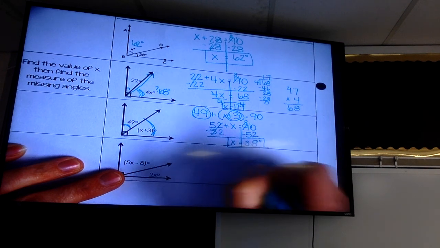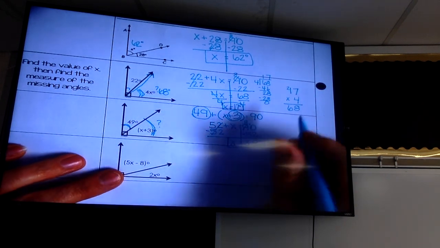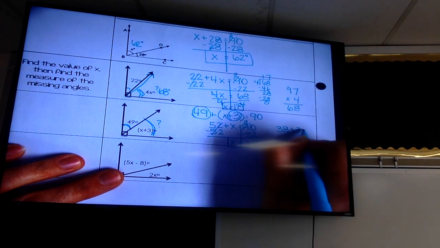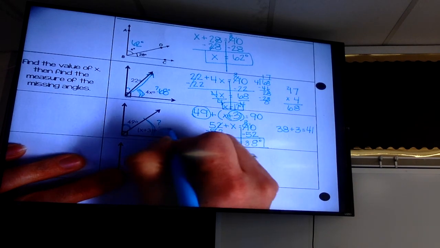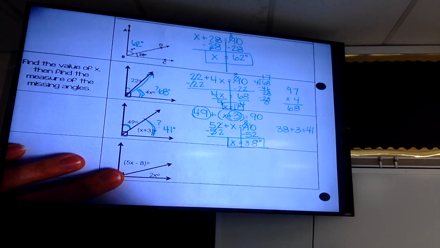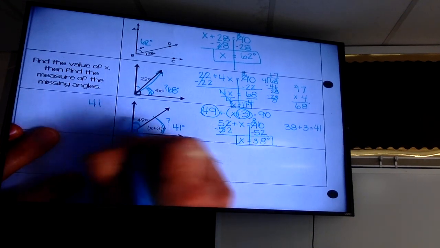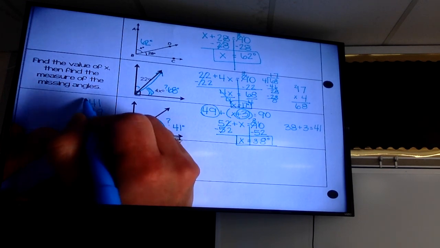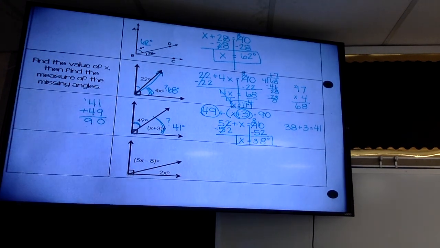Great, I've done the first part. I figured out that x is 38 degrees. Now I need to do the second part. I need to figure out this missing angle. So I'm going to say 38 plus 3 equals 41. So I believe that this angle is 41 degrees. Now I could always double check myself. If I think that one's 41 and this one given to me is 49, I should be able to add those 2 angles up and get 90, which in fact I do. So I know this is correct with it being 41. There are ways to check ourselves.